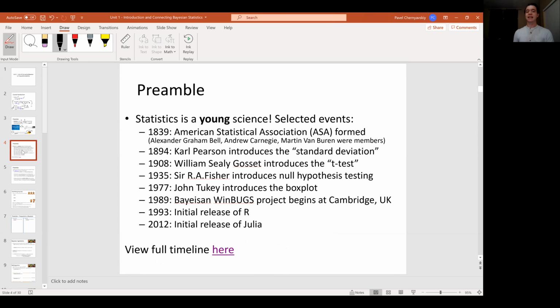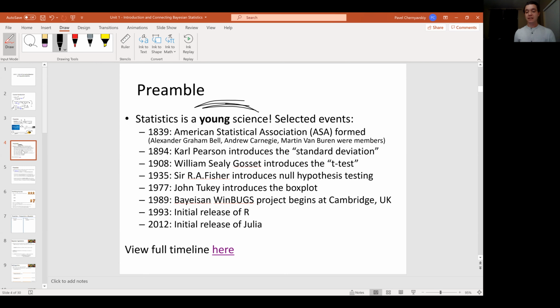Statistics is an art and a science, but boy, are we a young science. Math is what, like 500 years old? The mathematicians can correct me. That could be your participation for the week, is correct me on how old mathematics is. Statistics is very, very young.